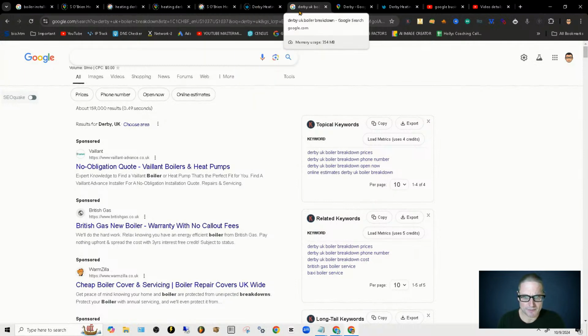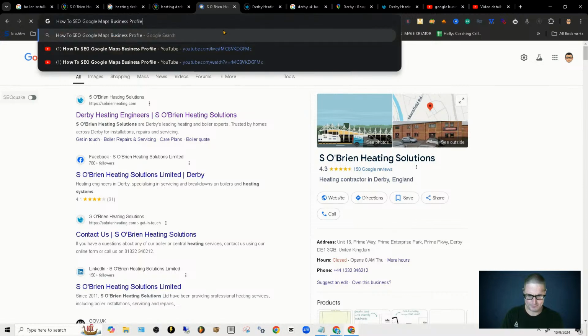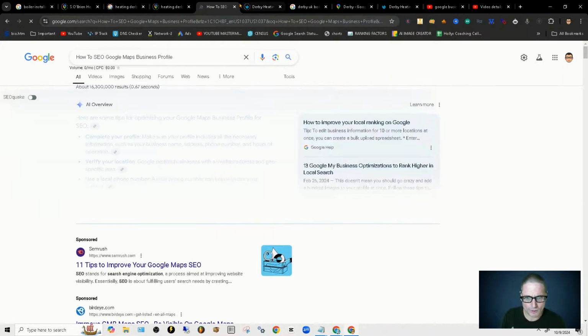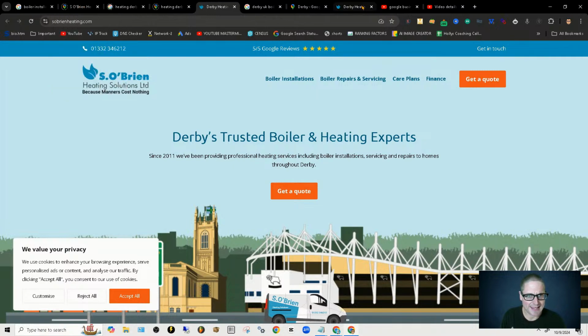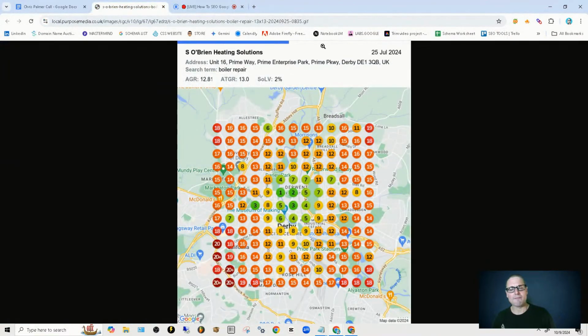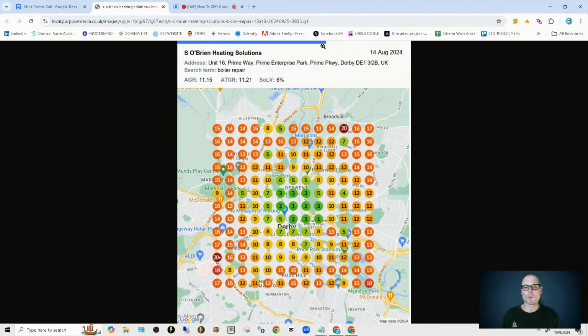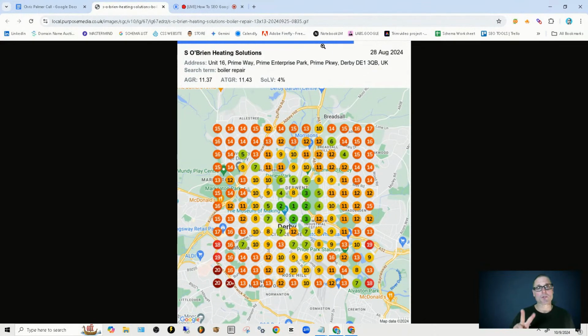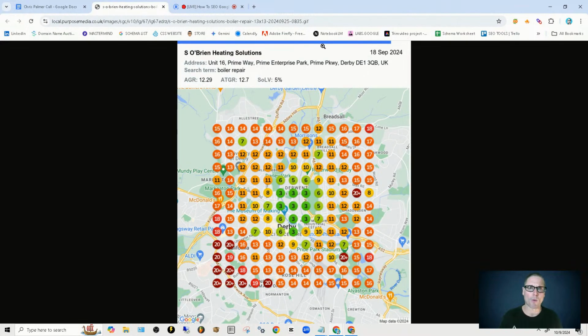What I'll share with you here is a grid map of the Google business profile in which they were having some trouble. So this is a UK business, and over the course of time, for two separate keywords, one being boiler repair, the other is boiler installation or servicing.